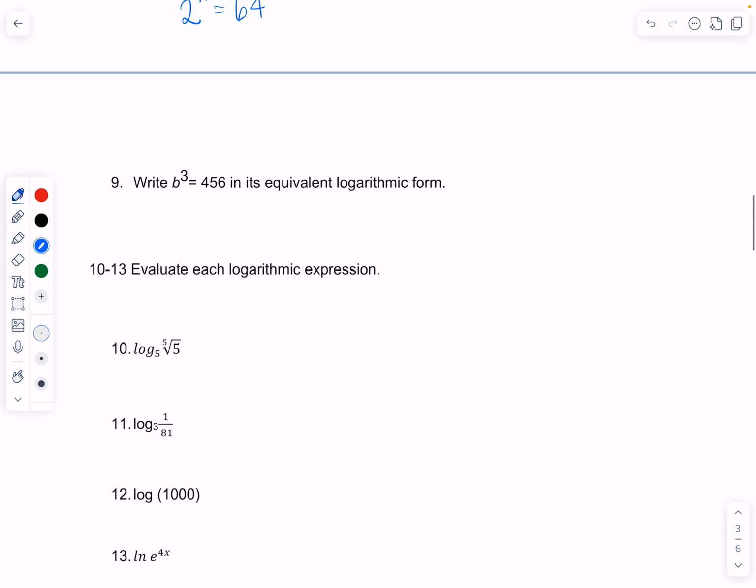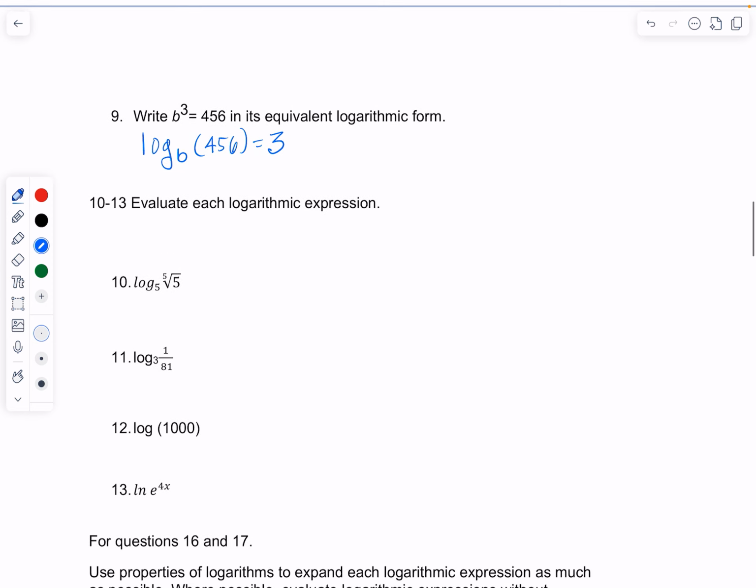This next one starts with exponential form, which is b raised to the third equals 456. So you write out log, the base is b, you write the value on the other side of the equation, which is 456, and that's going to equal the exponent of 3. Okay, so that's 8 and 9. Let's look at number 10.